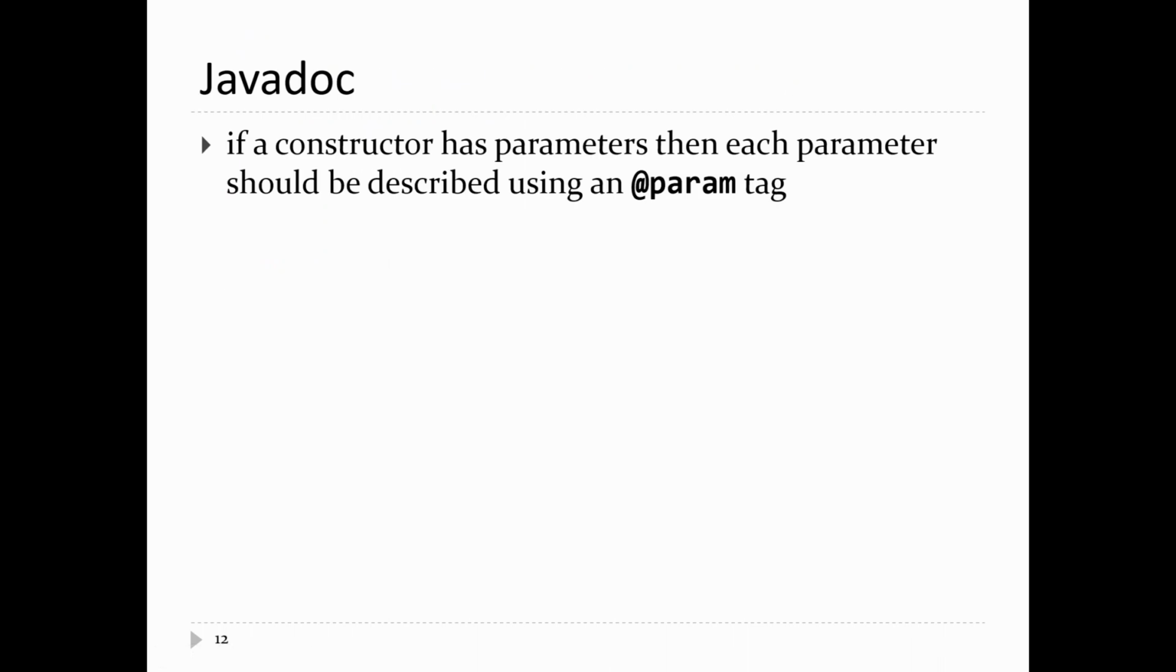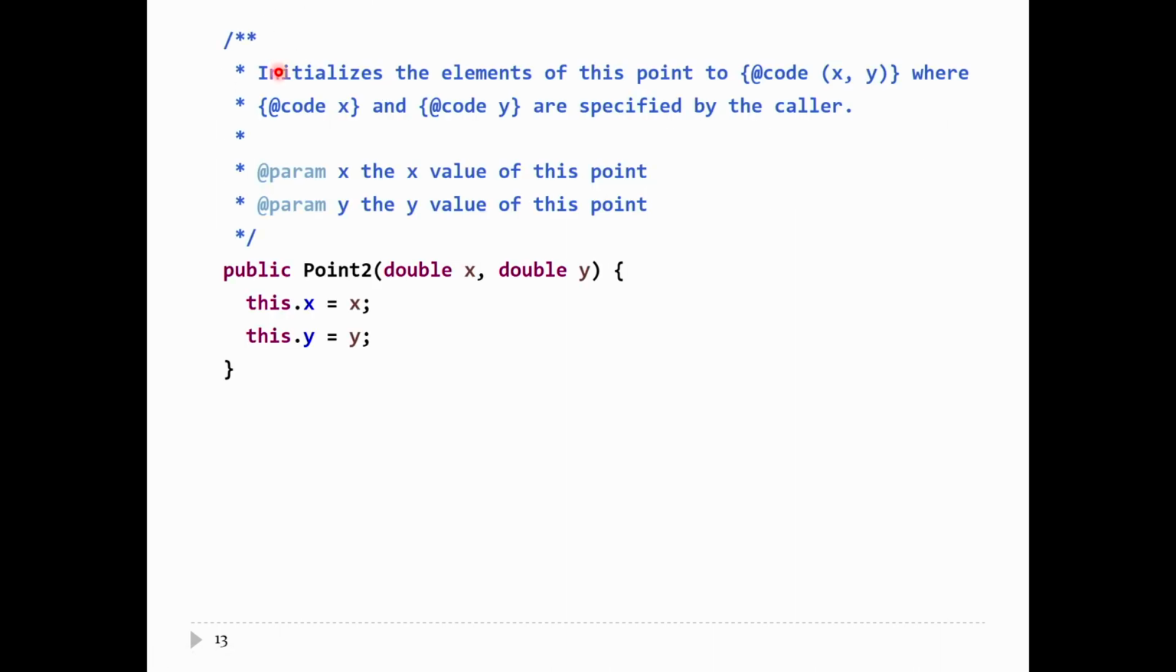If your constructor has a parameter, then you should describe the purpose of the parameter using the @param tag. So that's what the param tag is for. So a description of the constructor, then documentation for each parameter. Okay. So the two argument constructor initializes the coordinates of this point to x and y, where x and y are specified by the caller.